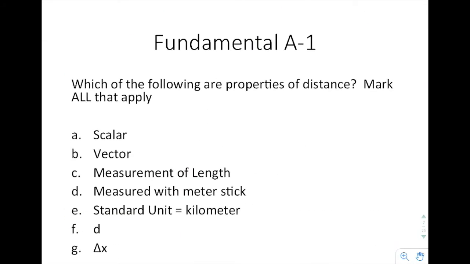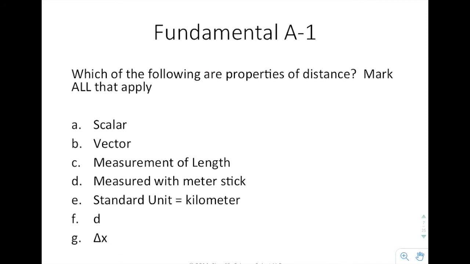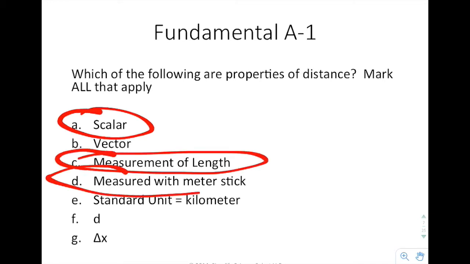Okay, it says which of the following is a property of distance. Mark all that apply. So you should know that it is a scalar. You should know that it is a measurement of length. You can measure it with a meter stick. The standard unit is not the kilometer, instead it's the meter, and it's represented with a lowercase d.